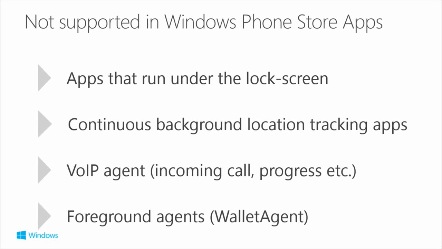There are a few things that don't run on Windows Phone Store apps. These are Silverlight only: apps that run under the lock screen. The continuous background location tracking apps are Silverlight 8.0 only, and we'll talk a bit more about that tomorrow. Voice over IP agents, Silverlight only. And we've got these strange foreground agents, which are specific to the wallet, again Silverlight only. It doesn't mean you can't do them, but you just can't do them in Windows Runtime apps.